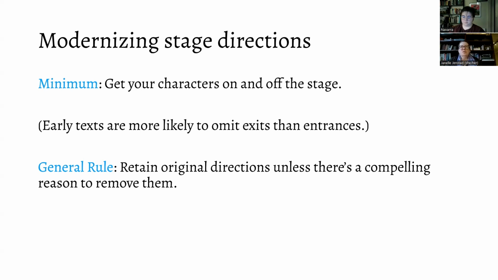It's worth noting that early texts are far more likely to omit exits than entrances. The thinking there is that the bookkeeper needs to get actors onto stage, and actors need to know when they need to be out there, but they're perfectly capable of finding their way off. So say the critics, and that seems to be matched by the patterns in the early printed texts. General rule is that you retain the original stage directions unless there's a really compelling reason to remove them.